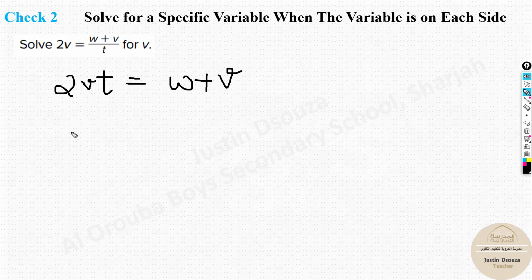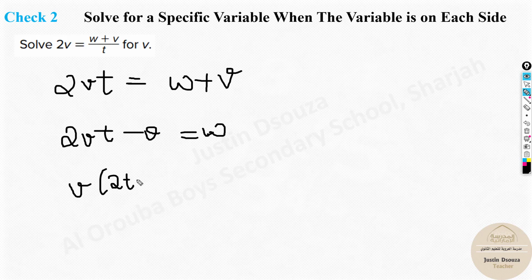Now take this v to the other side. It will be 2vt minus v equals w. And take it common. We just now did this. So v is common, 2t minus 1. Now here v is removed common outside. So what is remaining? There is nothing remaining, right? That means it's 1. So you're removing v and v outside. So 2t minus 1 equals w.